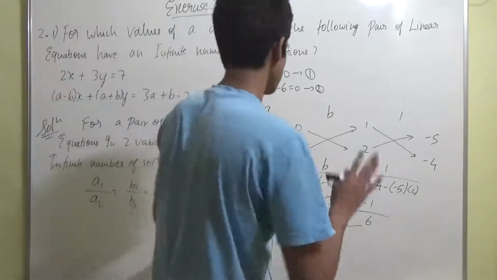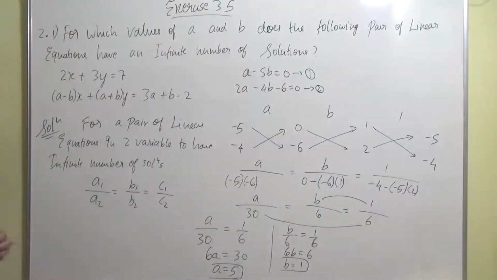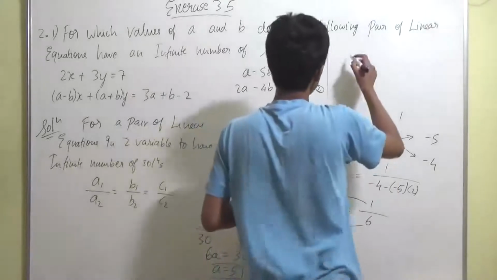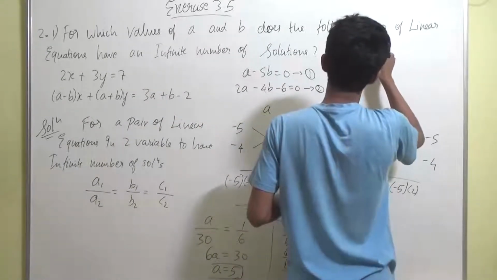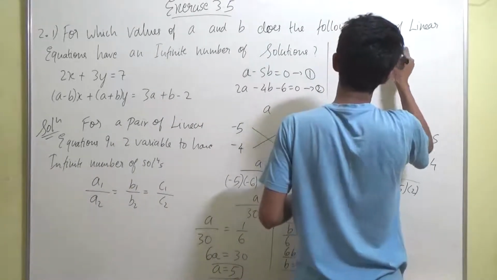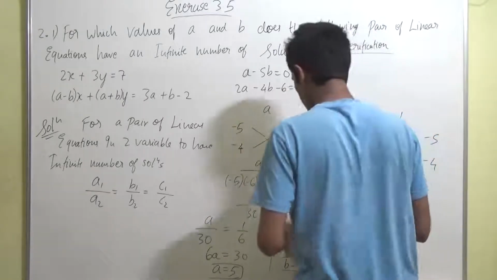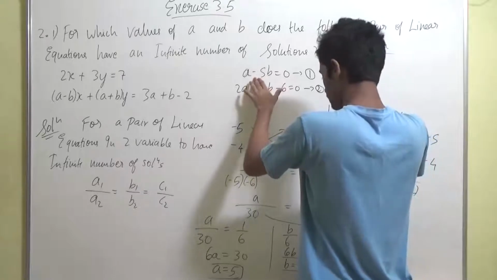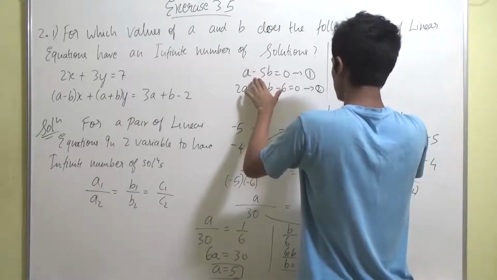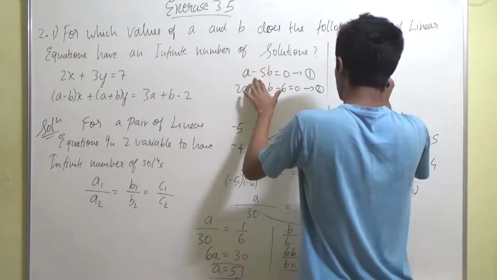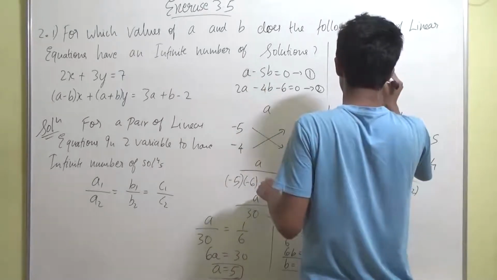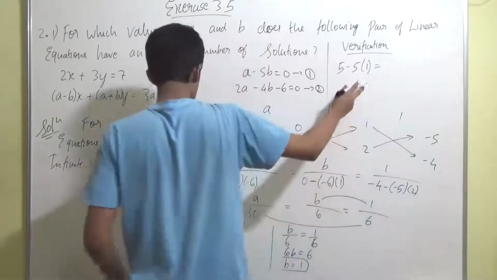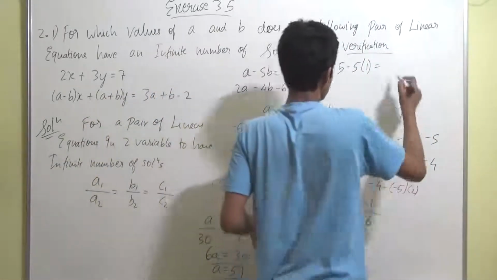Before the verification part, you can take a screenshot once, guys. Done. Now let's go to the verification. So in verification, we'll put the value of a and b and check if LHS is going to be equal to RHS. In place of a, I'm going to put 5, and b is equal to 1. So if you see, 5 minus 5 is nothing but equal to 0. So LHS is going to become equal to RHS.